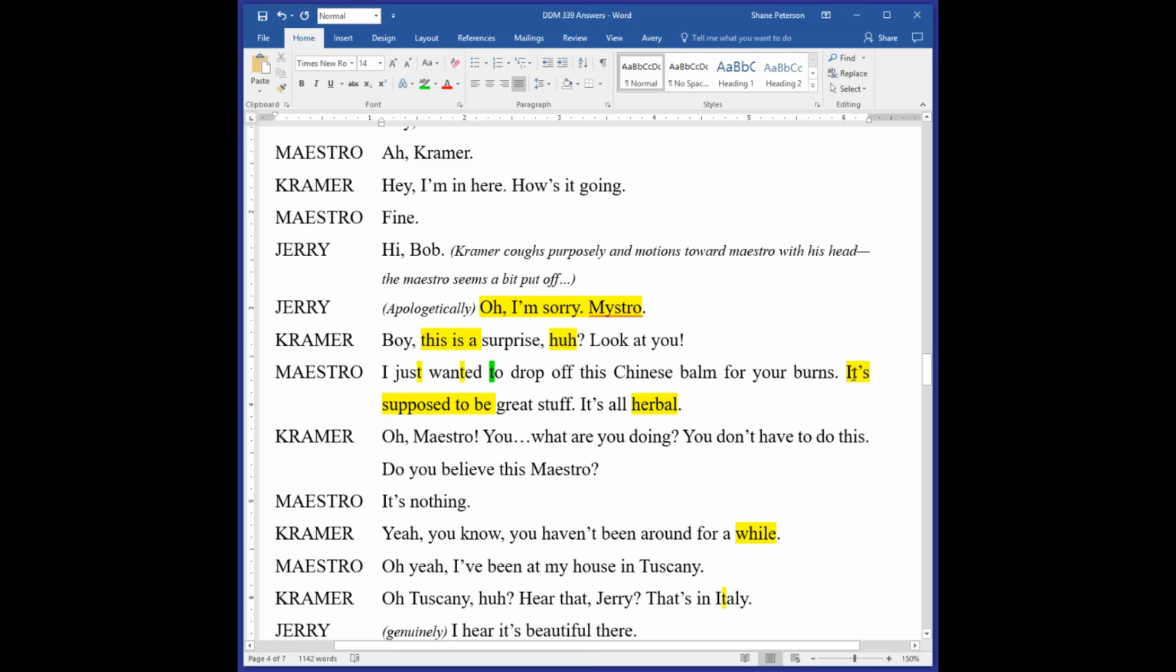It's supposed to be great stuff. Excellent job. It's all herbal. It is all herbal. Good. One more time. It's all herbal. It's all herbal. One more. It's all herbal. Excellent job.